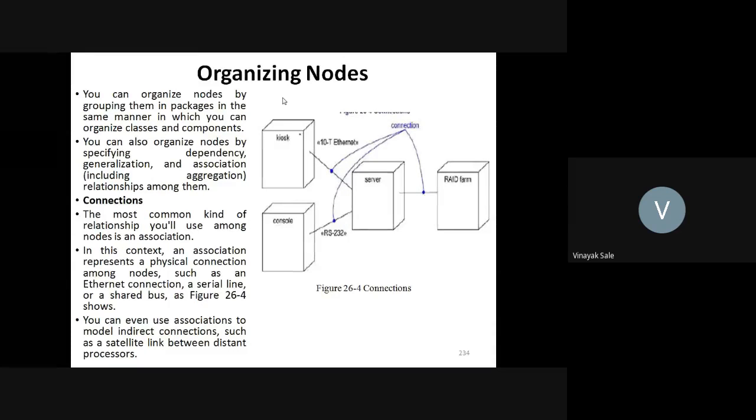So what are the connections between nodes? The most common kind of relationship you will use among nodes is an association. In this context, an association represents the physical connections among nodes, such as Ethernet connections, a serial line, or a shared bus.